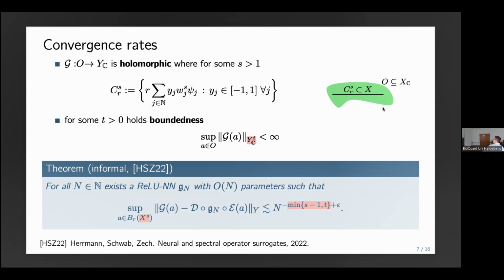So I'm taking here a ball in the space XS. So this will be my inputs, and therefore the S has to do with how fast do coefficients, frame coefficients in the input go to 0. And the t tells me how fast do frame coefficients in the output go to 0.